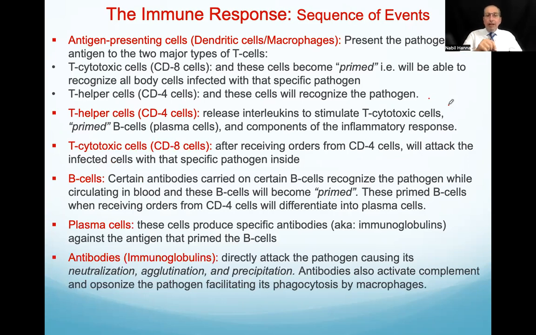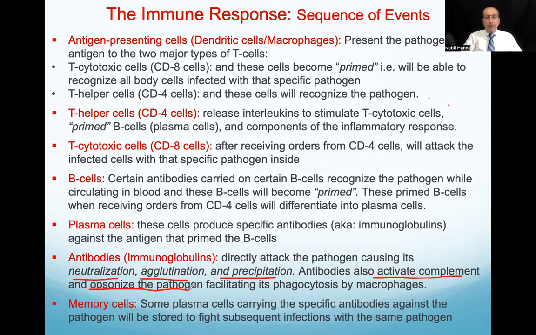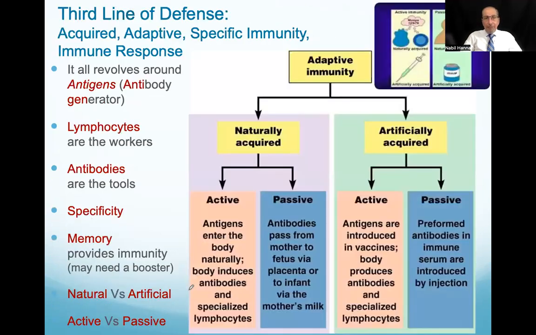And immunoglobulins can directly attack the pathogen, causing its neutralization, agglutination, and precipitation. Antibodies also can activate the complement, and antibodies opsonize the pathogen. They tag it, they mark it, facilitating its phagocytosis by macrophages. And memory cells, these are some plasma cells carrying the specific antibodies against the pathogen, will be stored to fight subsequent infections with the same pathogen.